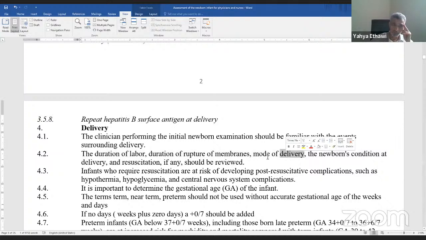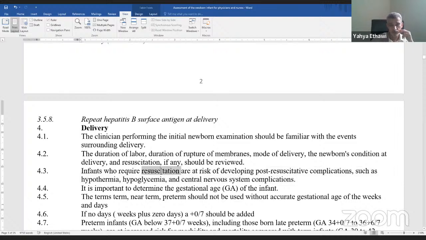Mode of the delivery, condition of the baby, whether it needed resuscitation, and resuscitation means anything other than the 30 seconds of NRP. So if you don't know, the 30 seconds is drying, warming, positioning, suction. So if you need stimulation, then that's resuscitation. That's what we call active resuscitation.